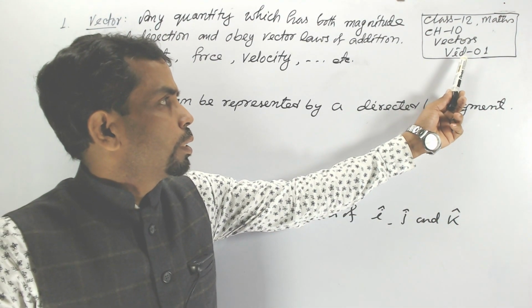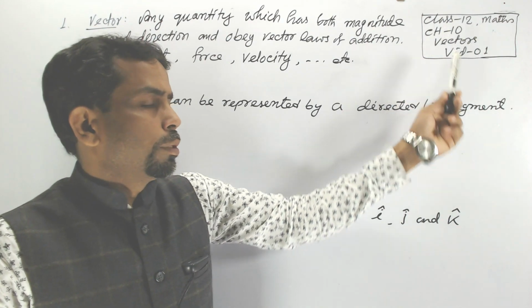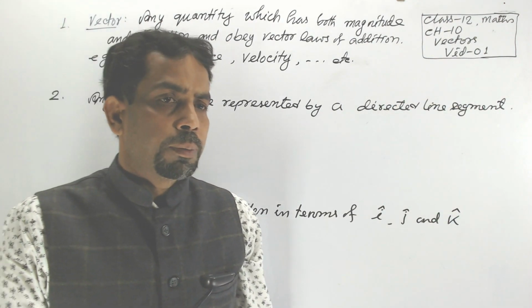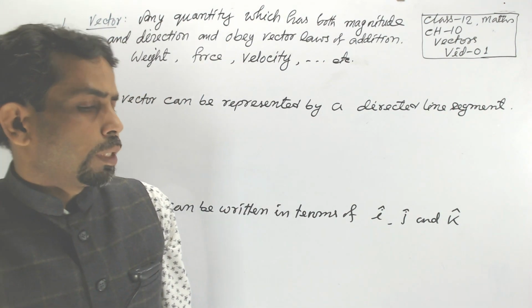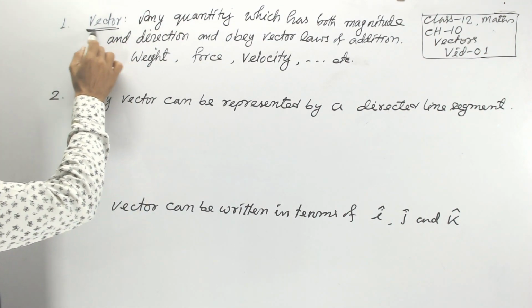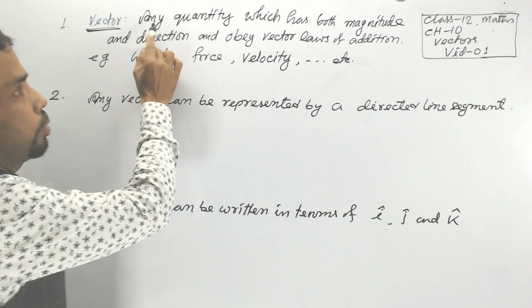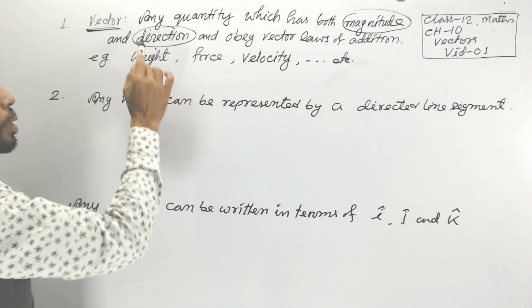This is the first lecture on vectors, which is from class 12 maths chapter 10, and in this video I am going to discuss all the basic concepts of all the topics required in this chapter, and starting with the first, vectors. What is a vector? A vector is any quantity which has both magnitude and direction.